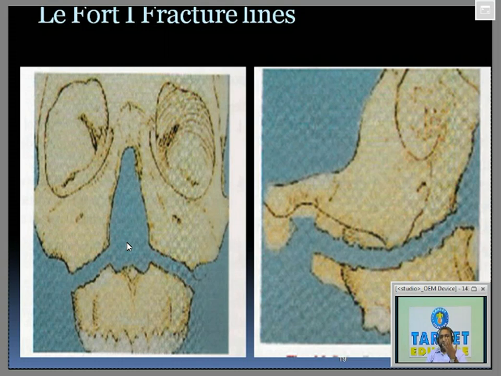You can also see when I am pointing out on my face. So the Lafort 1 fracture line, I will repeat these twice or thrice. Okay, so please concentrate on this.